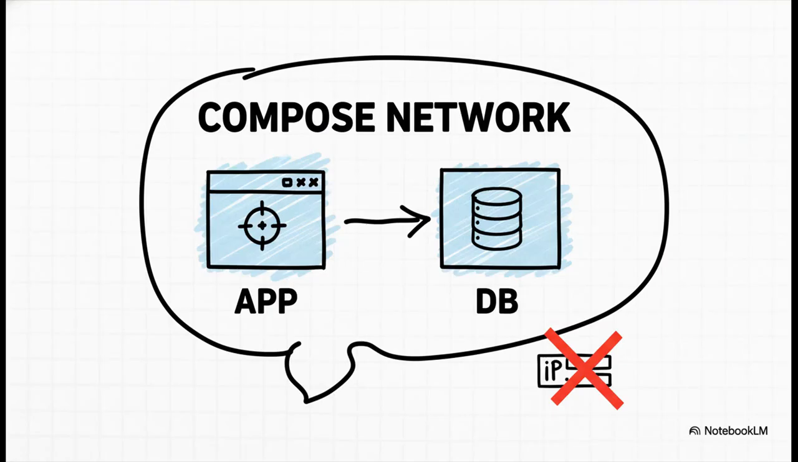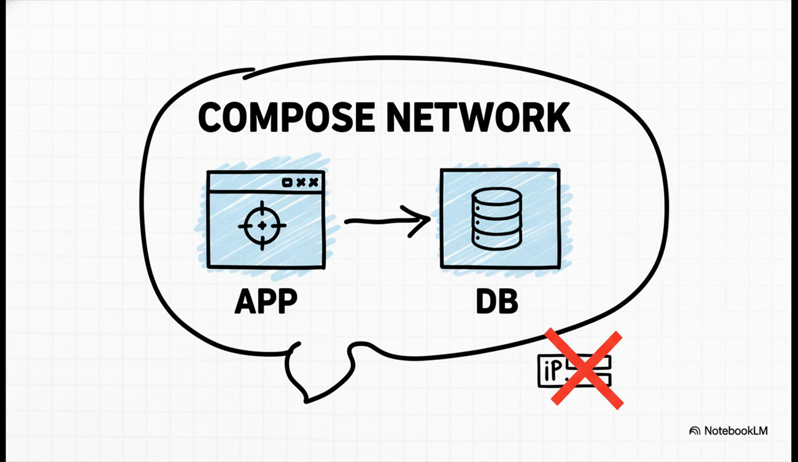Okay, this part right here is a total game changer. By default, Docker Compose puts all of your services on the same private network. You know what that means? It means your app container can find your database just by using the service name, db, in its connection string. No more hunting down IP addresses. It's like they're all plugged into the same router.